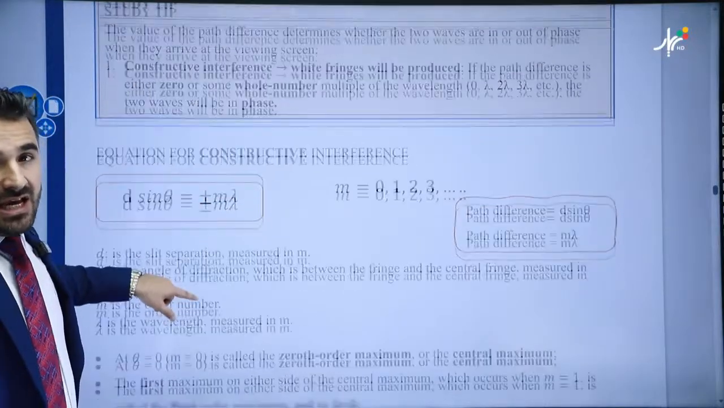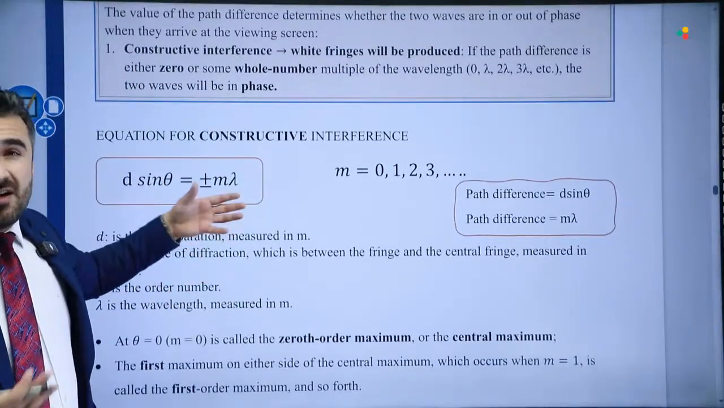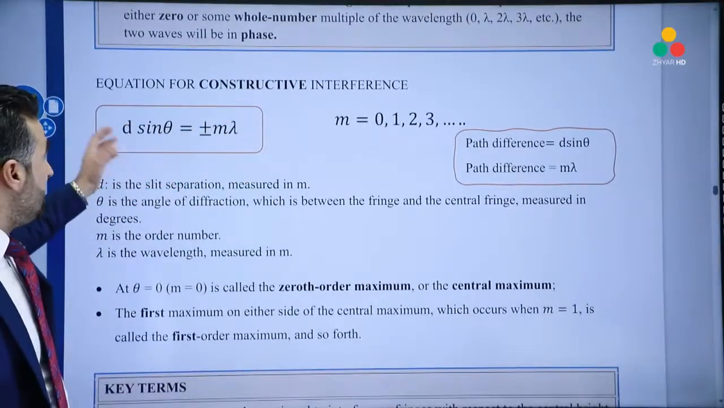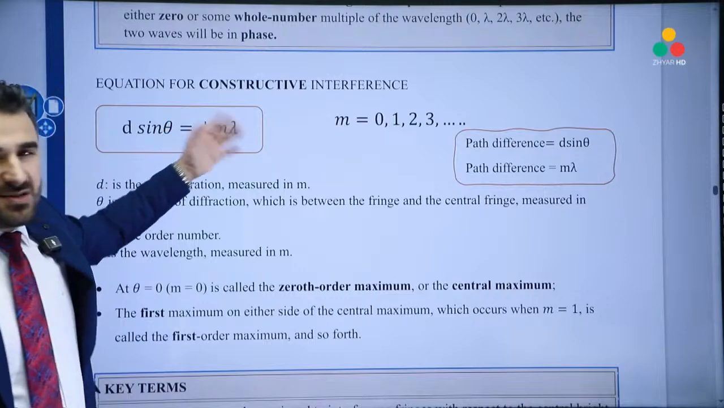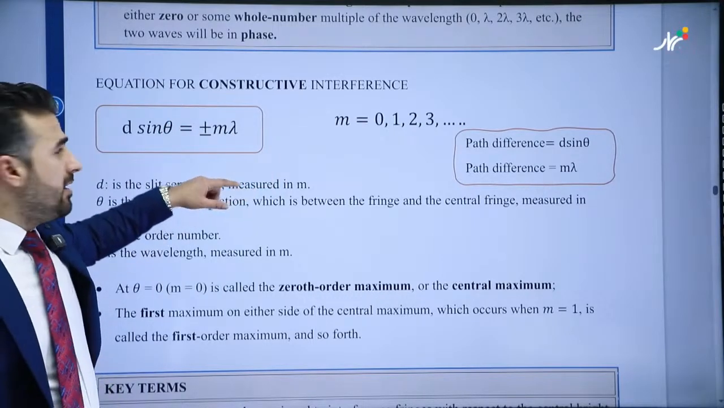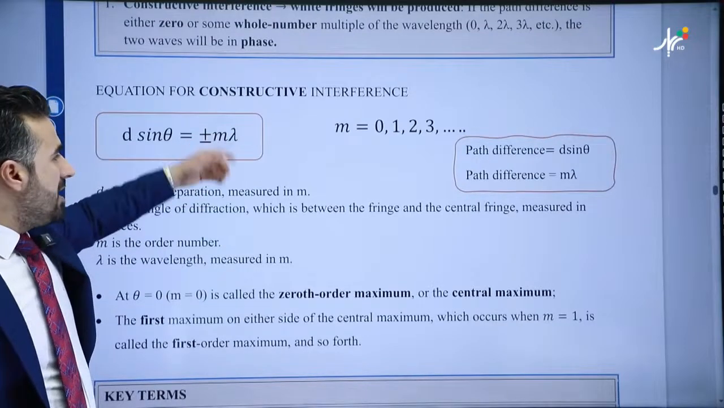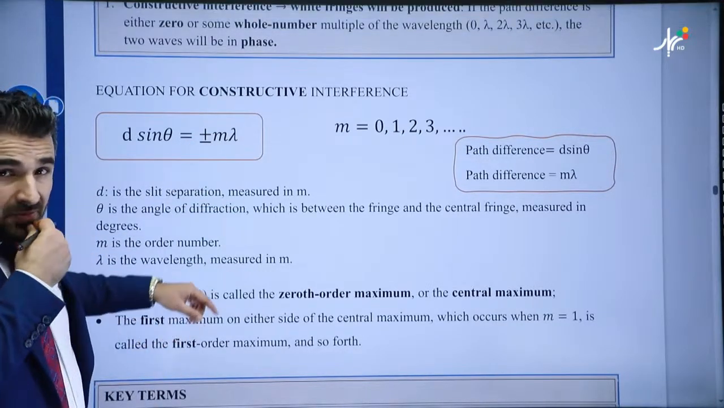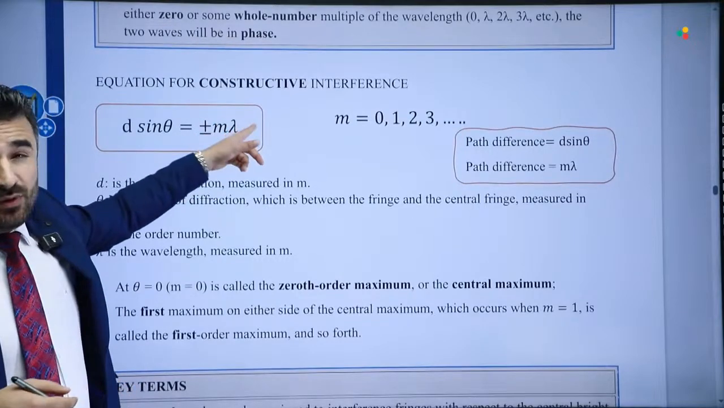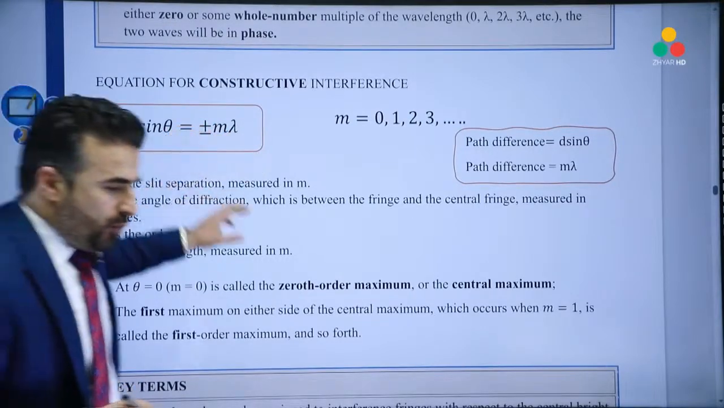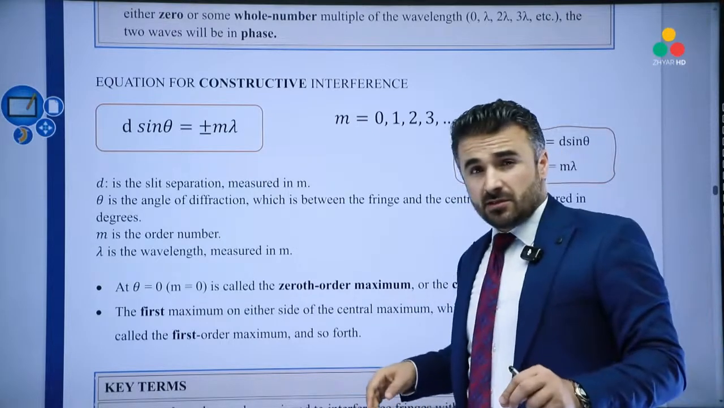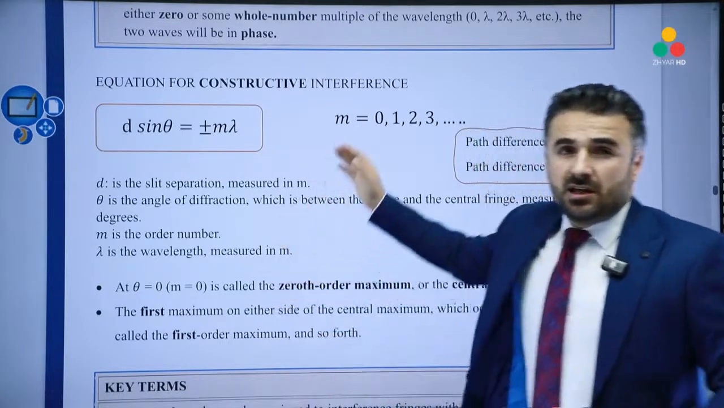So how do we write that as an equation? The equation for constructive interference is d sine theta equals plus or minus m times the wavelength. The plus or minus indicates the order of the fringe, m. If it is above the center you can call it positive, below you call it negative, that's not a big deal. We get constructive interference as long as m is equal to what?